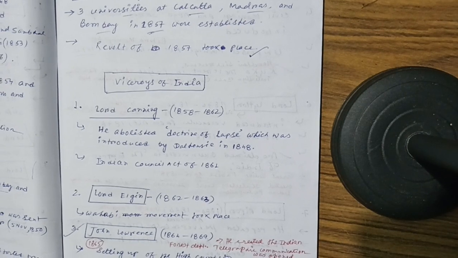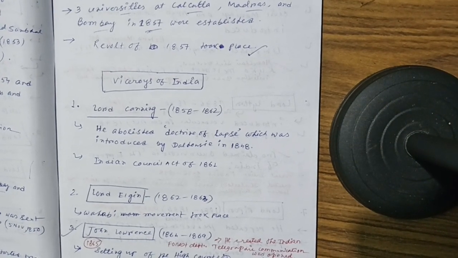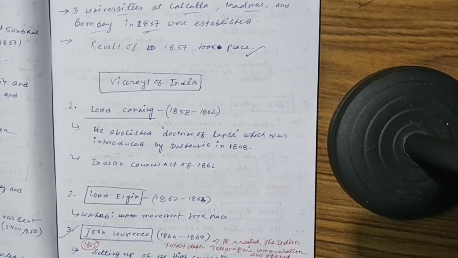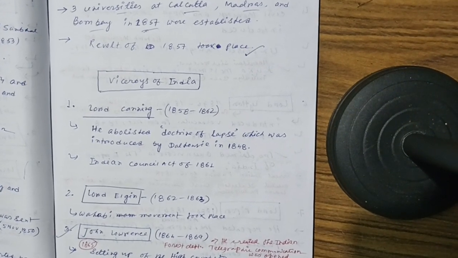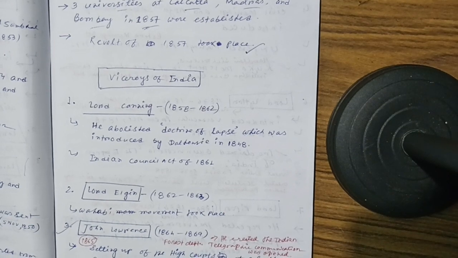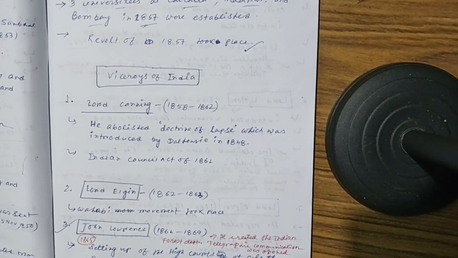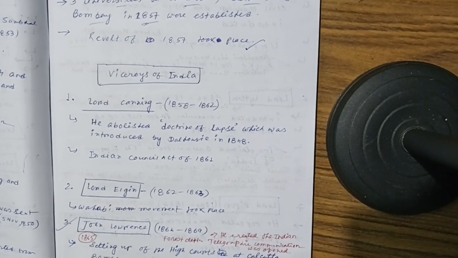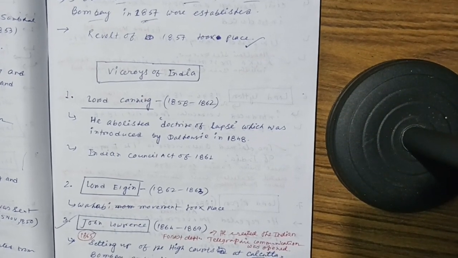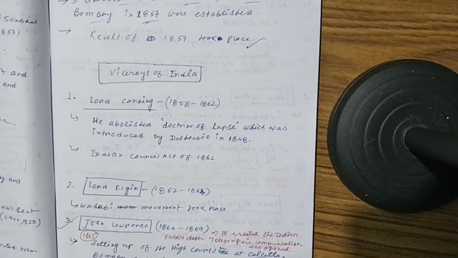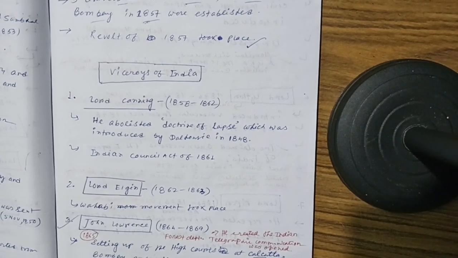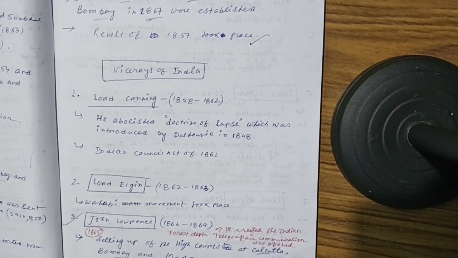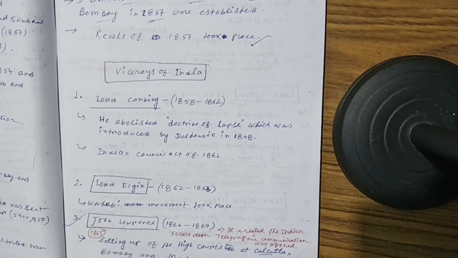Okay, so the first viceroy was Lord Canning, who was even the last governor general of India. And he became the viceroy. And during his tenure, the 1857 revolt took place. Lord Canning abolished the doctrine of lapse, which was introduced by Dalhousie in 1848. As you know, the territorial expansion policy, popularly called. So he abolished it. Indian Council Act of 1861 was enacted, in which for the first time Indian representation was talked about.